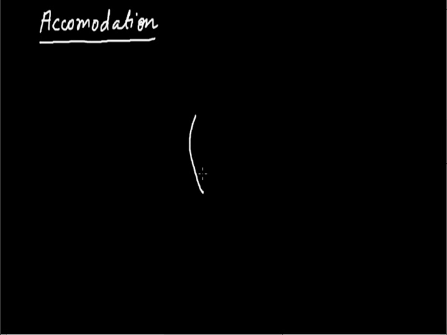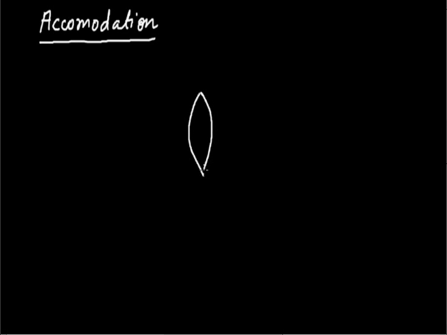Now let's discuss an important property of the eye. It is the property of accommodation. You know, our eye lens is a very special lens because it has a variable focal length.